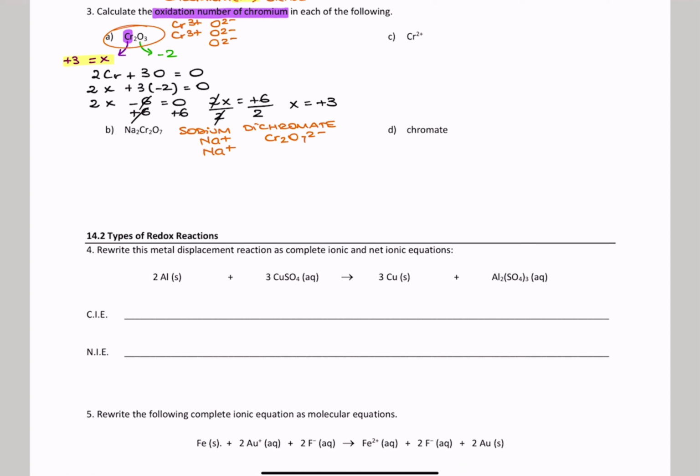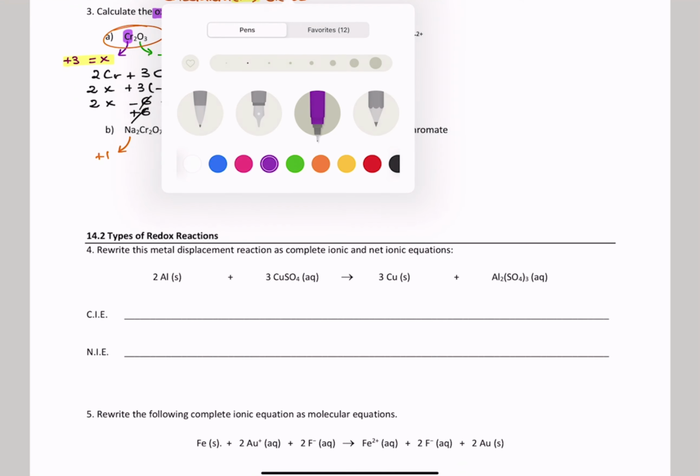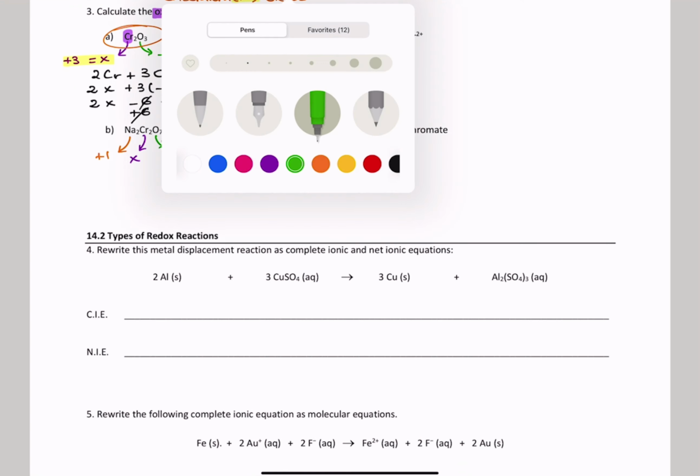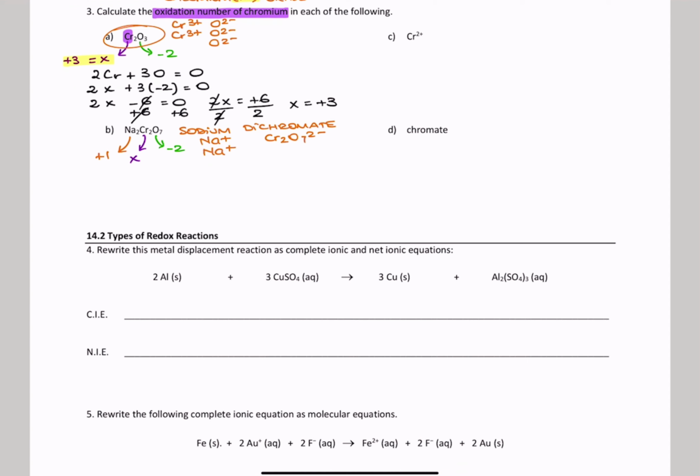Therefore, if we use the rule, these will be +1. It's a monoatomic ion. This one is unknown, no rule. So I'm going to use rule number 4 to determine it. And per rule number 3, oxygen is -2. Again, we're going to use rule number 4. The sum of the oxidation numbers is equal to 0. So we have 2Na plus 2Cr plus 7O equals 0.